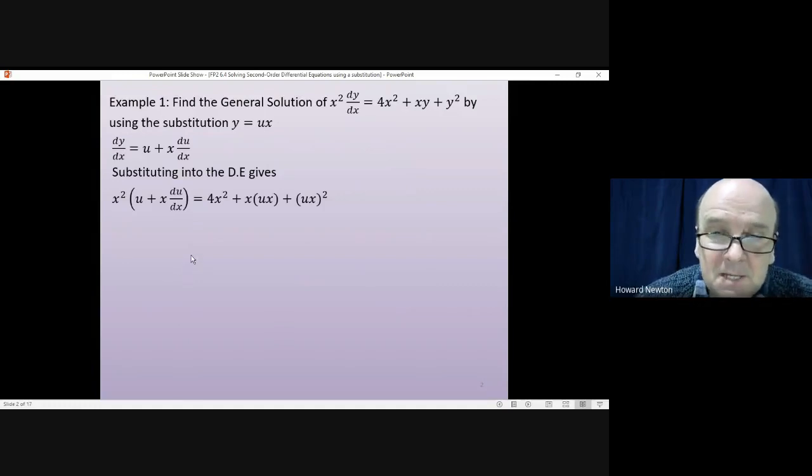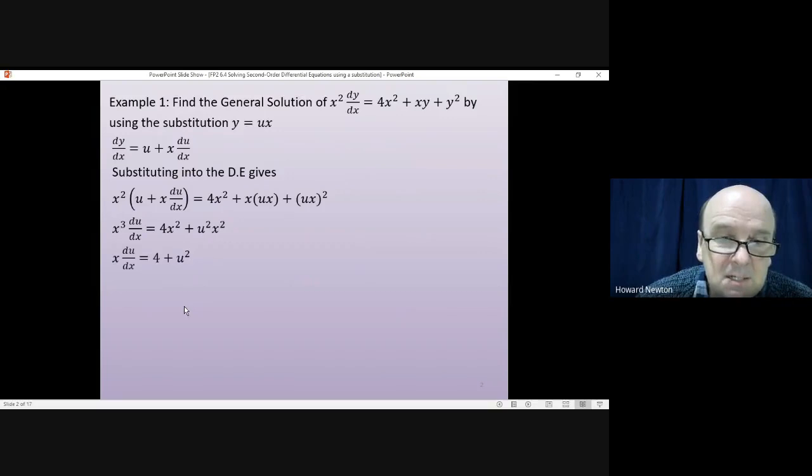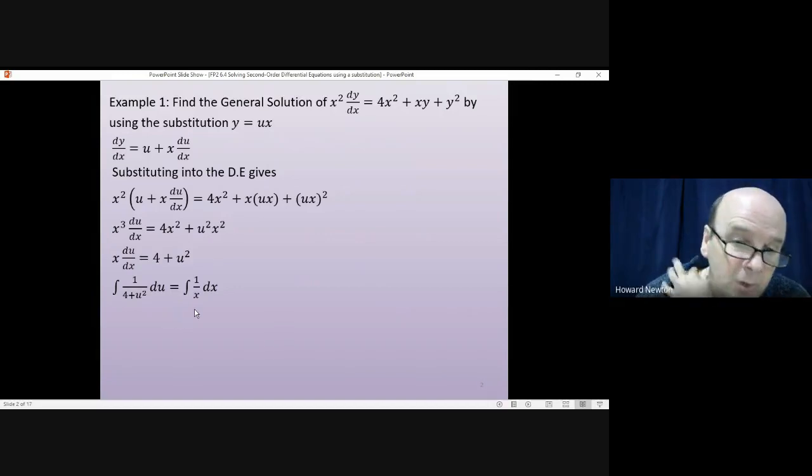Multiplying out the brackets and collecting together terms will give us this. Dividing through by x squared will give us this. And then we can solve this by separating the variables. So the integral of 1 over 4 plus u squared du is equal to the integral of 1 over x dx. Now the left-hand integral is a standard integral.